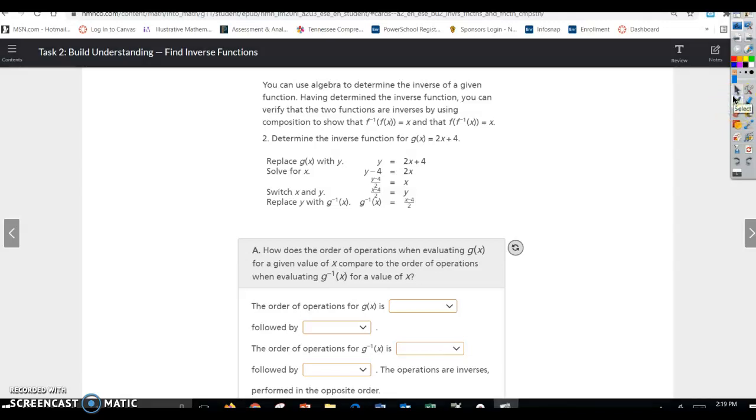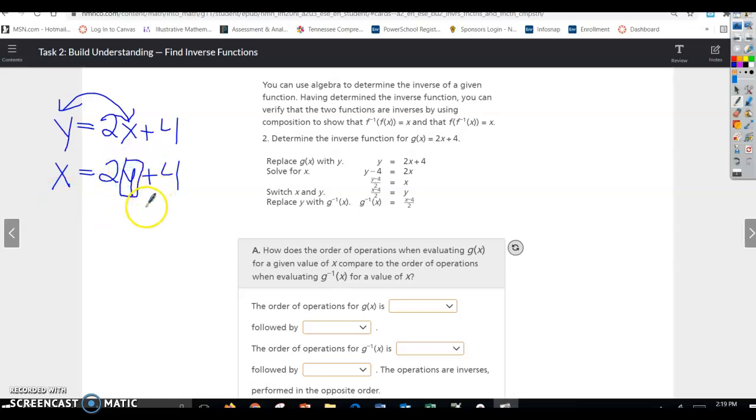So I'm going to show you the way we always do inverses, which is just by switching the x and y. So we're going to have y equals 2x plus 4. The first thing you're going to do is switch x and y. Everything else stays the same. Just switch your x and y and then solve for y. So you subtract 4: x minus 4 equals 2y. And divide everything by 2.